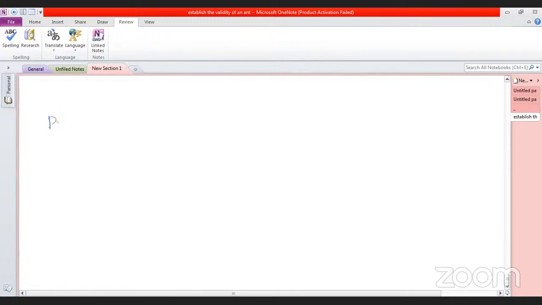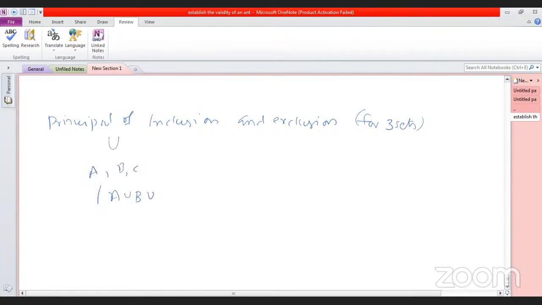Principle of inclusion and exclusion. I told you about two sets, now I'm telling about three sets. If A, B, C are any three subsets of a universal set U, then modulus of A union B union C equals modulus of A plus modulus of B plus modulus of C, minus A intersection B, minus B intersection C, minus C intersection A, plus A intersection B intersection C, we are adding.